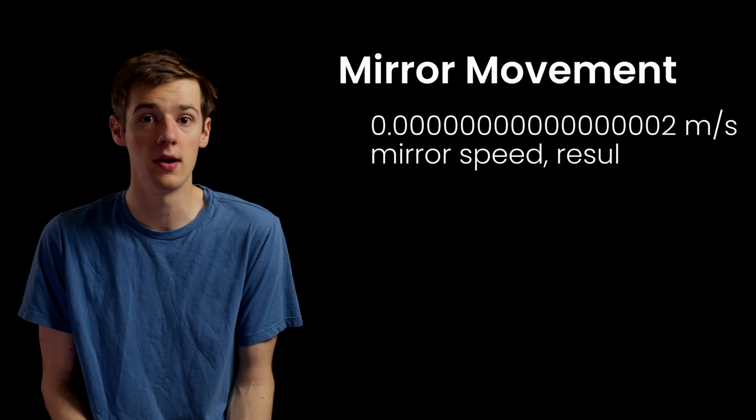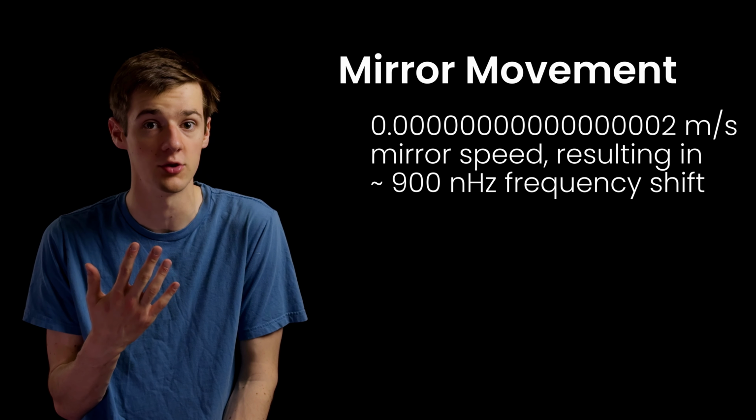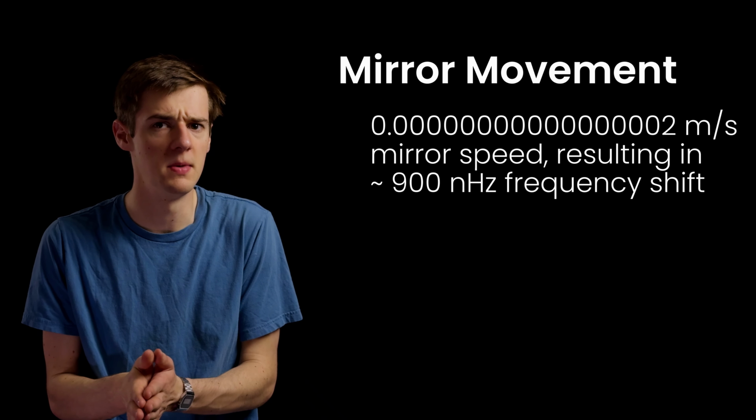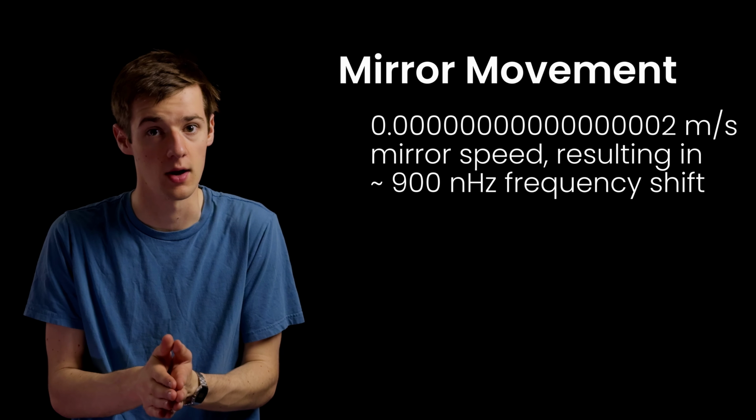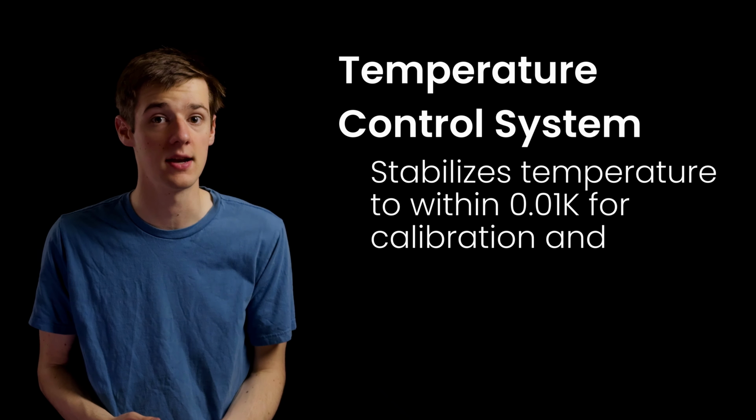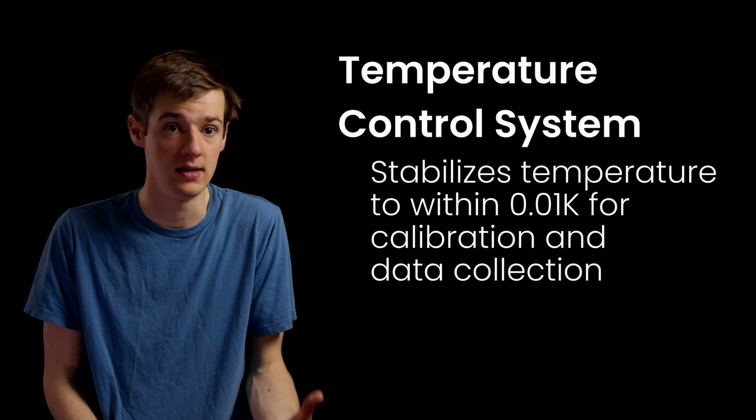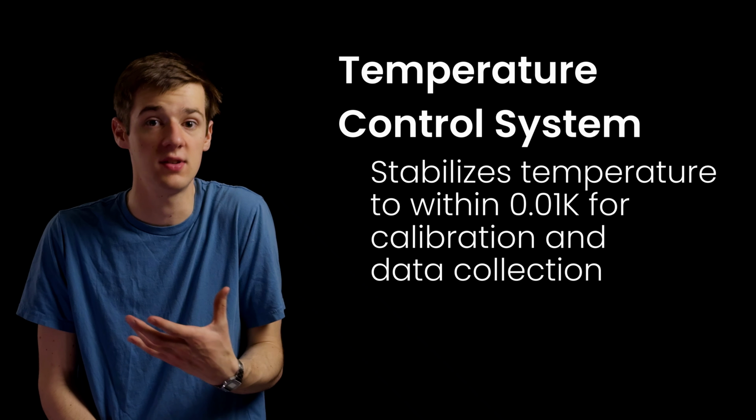For context, the mirror in the paper is being moved 100,000 times slower than our fingernails grow, which results in a detection limit of about 900 nanohertz. You may have noticed the silvery box around our new setup, which is our temperature control system. This is purely to calibrate and get as good of data as possible. When we move on to apply this system, we don't necessarily need that. It's going to be whatever the use case dictates.